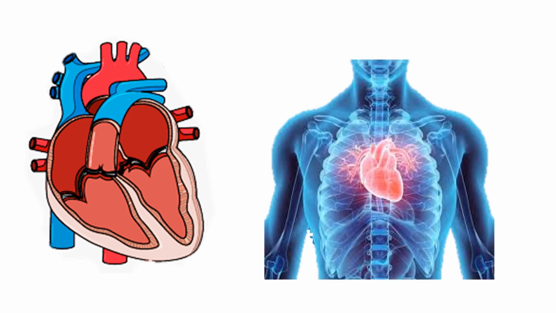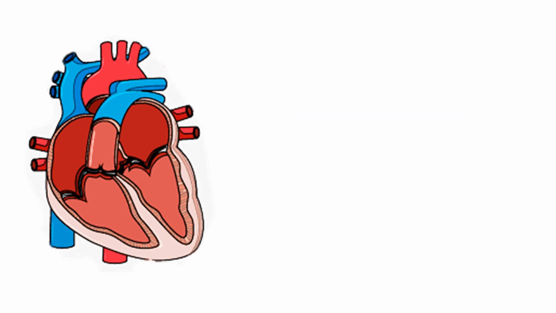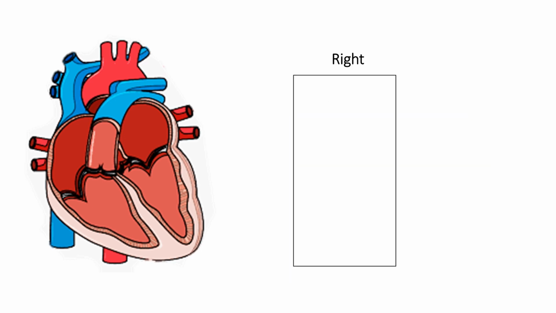Now let's locate the heart. The heart is located in the thorax cavity and is protected by the rib cage. The heart is surrounded by the lungs and is slightly moved towards the left.